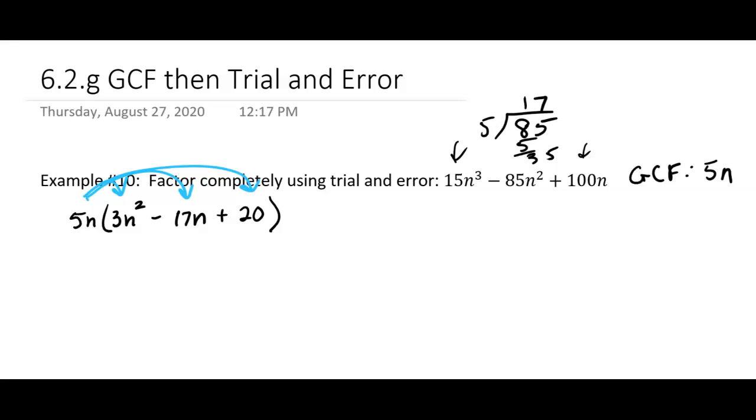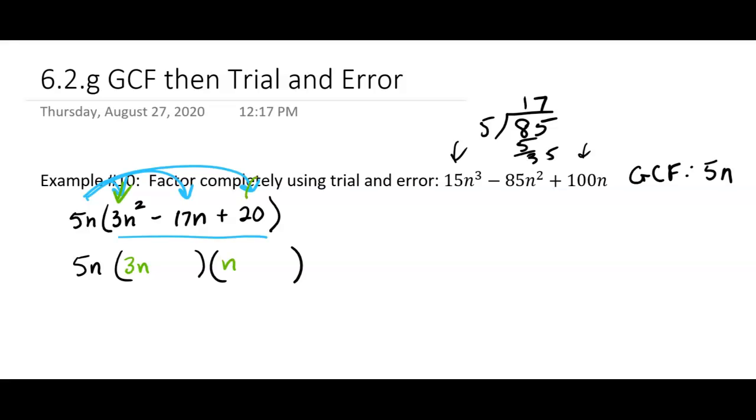Okay, now we have factored it, but remember the directions are to factor completely. So I have to look at this trinomial and see if it will factor more. Now, there's a piece of good news. So I can put the parentheses, and for the 3, there's not going to be a lot of choices. It's got to be 1 and 3. So I'm going to put the 3 first, 3n and n.